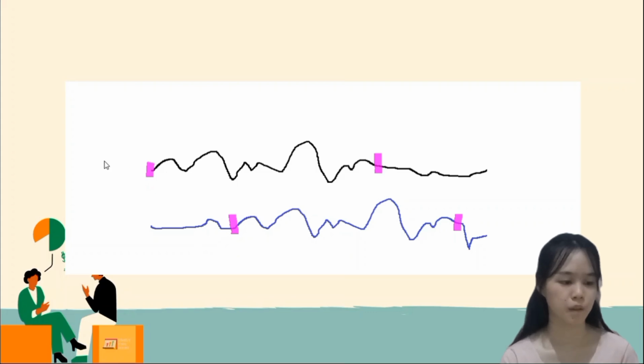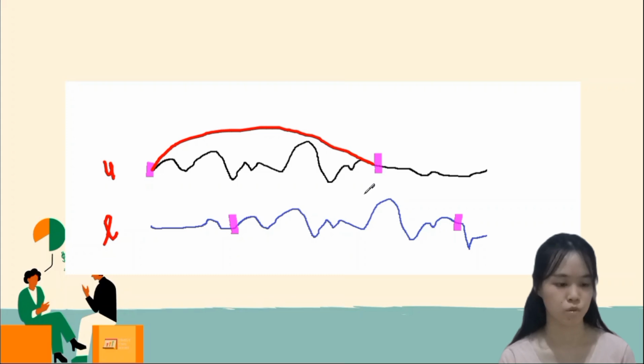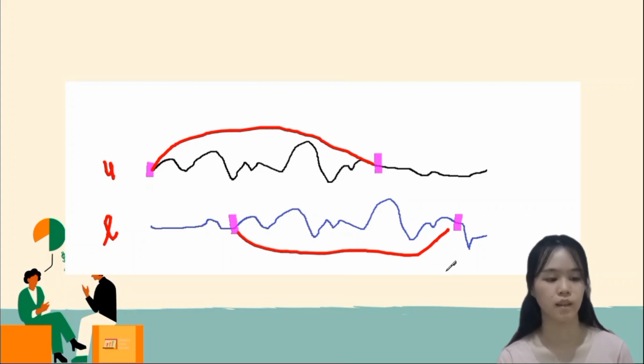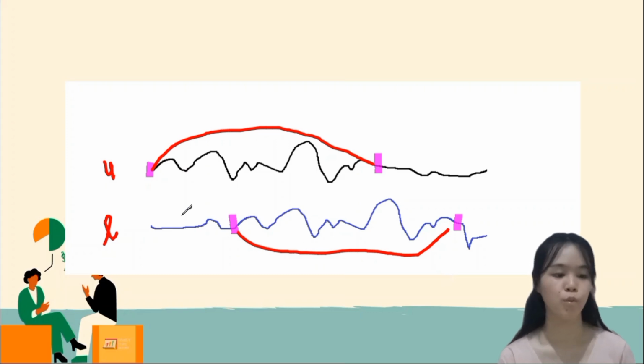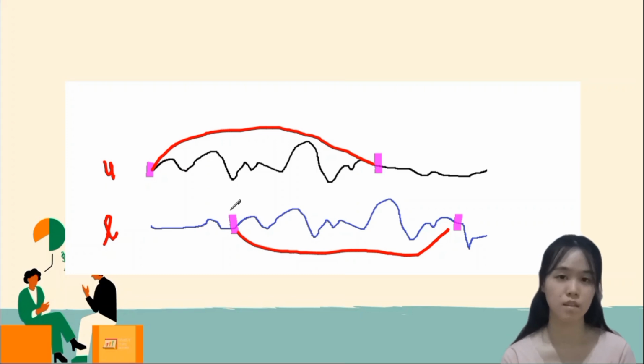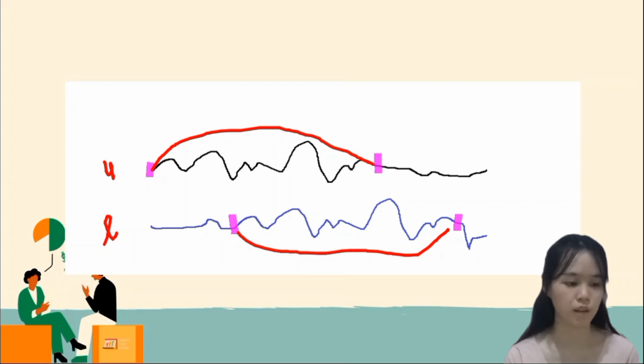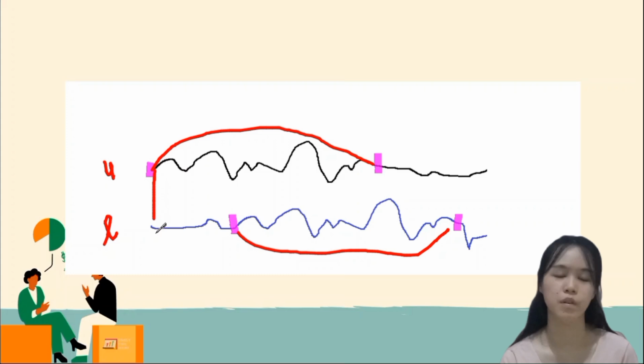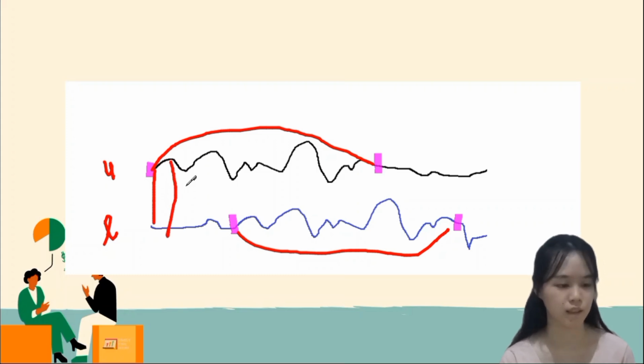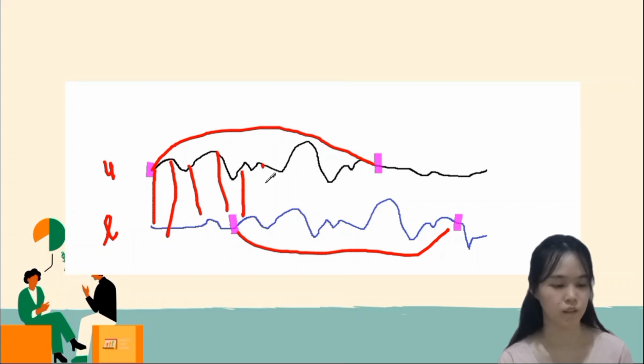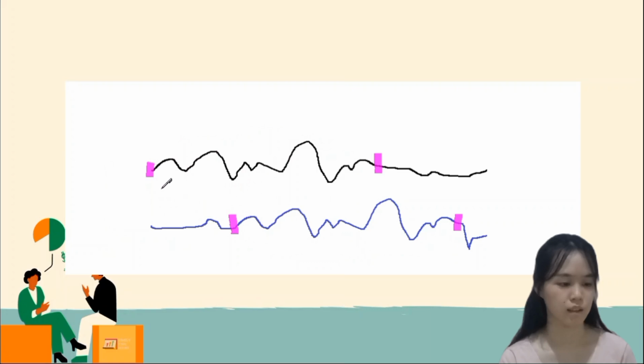Let's see, we have the upper series, which is black, and the lower series, which is blue. And both series have a subsequence which is bounded by the pink tape that are exactly the same. So if we can align them in such a way so that the distance between these subsequences is 0, then I think we can minimize the distance between them. So rather than aligning by the index like this, we can align it like this.